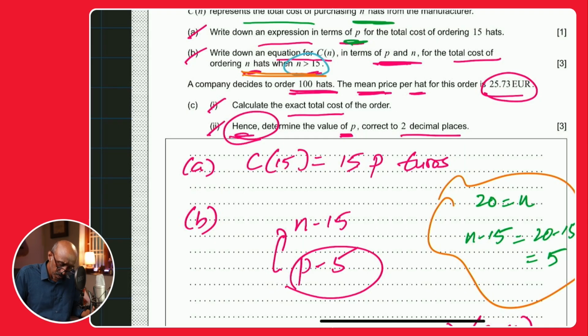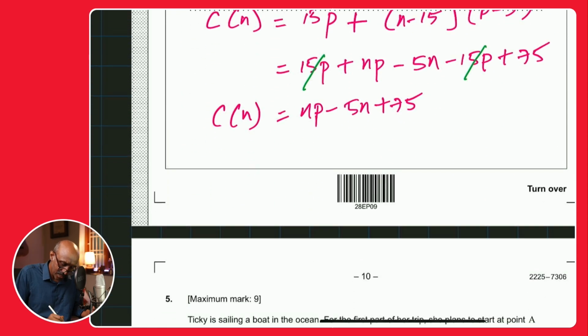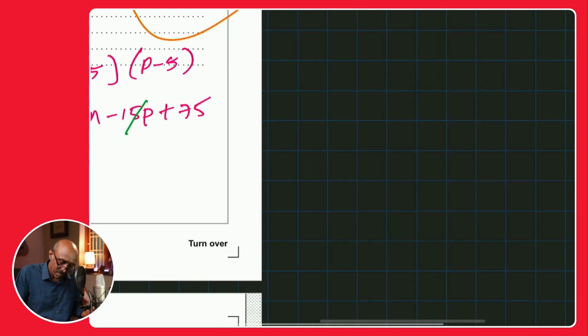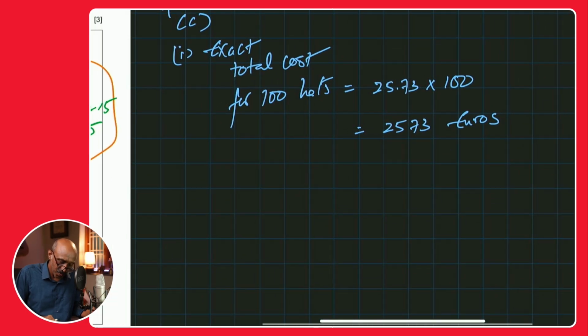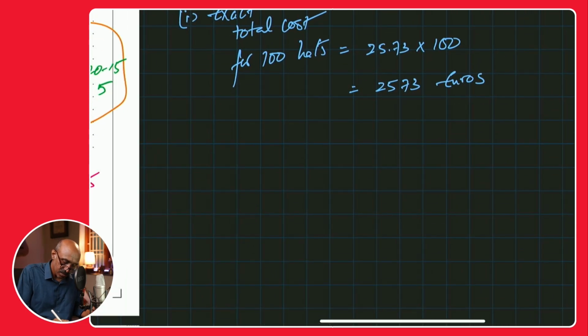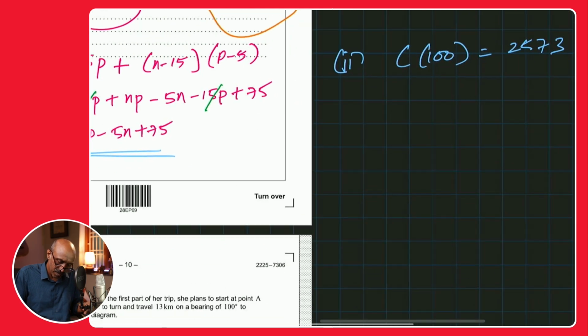Now, what do we have earlier? We've got the expression for Cn from part B, and we've got the cost of 100 hats from C part 1. Let's just equate the two. So this means C part 2 is C of 100 is 2573, and from the B part, we have Cn is that, right? So we can use that.